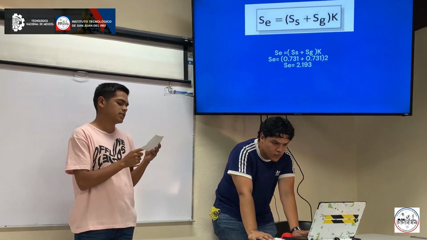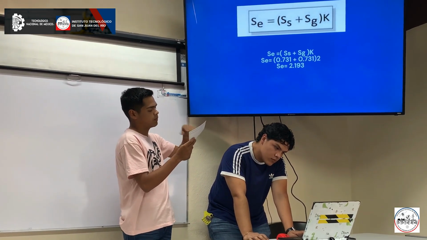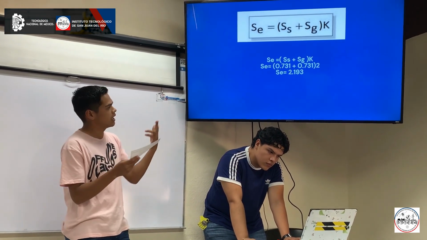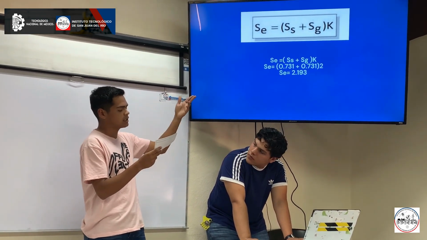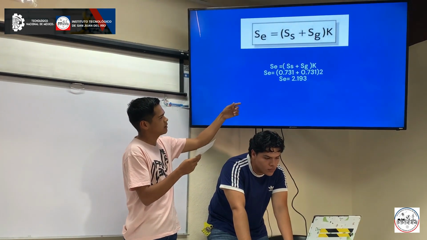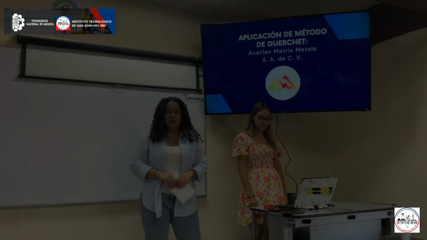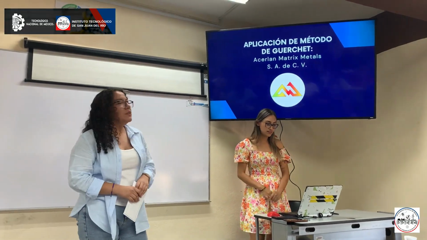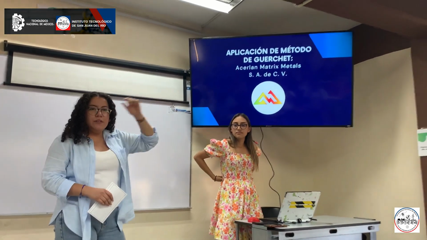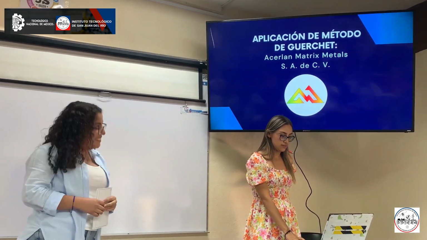The formula is as follows: the static surface plus the gravitational surface, times 2, equals 2.183. Now, Brisa and I are going to show you how to apply the Guerchet method in a real-life company.